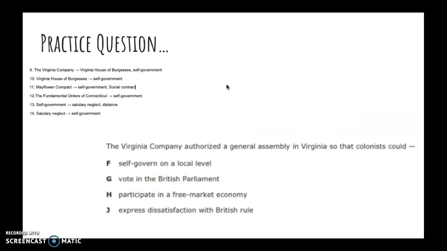So, yes, I'm being nice and giving you the annotation guide. The Virginia Company authorized a general assembly in Virginia so that colonies could... They're talking about the Virginia House of Burgesses. What did they authorize them to do, or authorize them so they could do what?